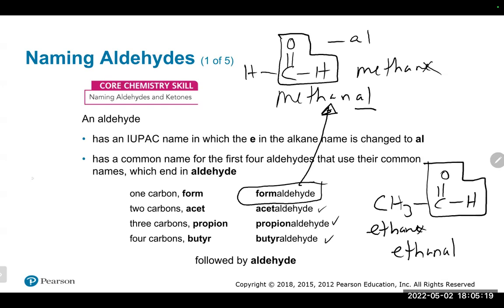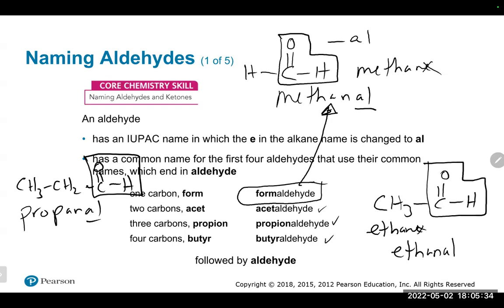So for example, 3 carbons there. Once again, our aldehyde group, and based off of propane would be propanal, AL.